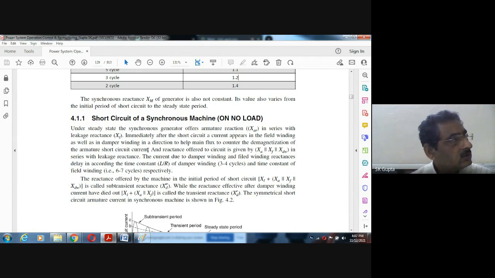जो हमारा स्टेटर में वाइंडिंग, फील्ड वाइंडिंग, the field winding is different, and armature winding is different. Field winding may be say on the rotor, then armature winding may be on the stator.